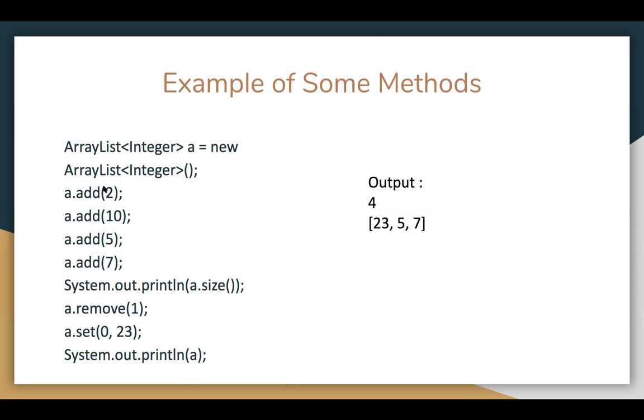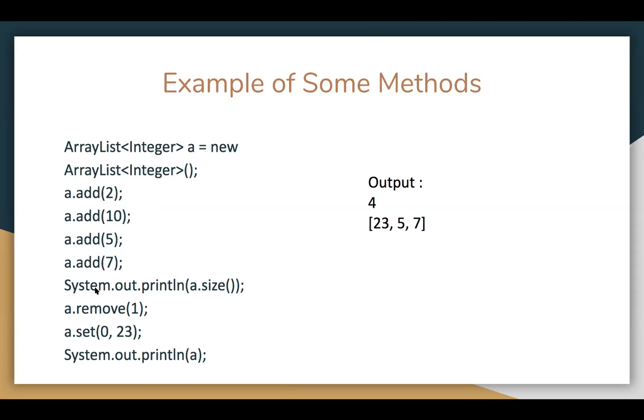Okay, so first it adds an integer 2 to the array list. Then next we have a.add(10). So this adds 10 to the array list. This one adds 5 to the array list, and this one adds 7 to the array list. So now if you printed the array list out, you would see that it contains 2, 10, 5, and 7.